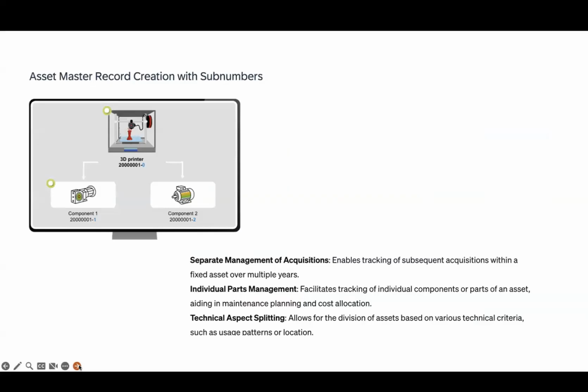So asset master record creation with sub numbers. Okay, so that's when you've got the 3D printer, but there might be additional components that you want to keep a record of. They need to be connected, but yeah, they're in sub numbers, and then they get -1, -2, and so on.